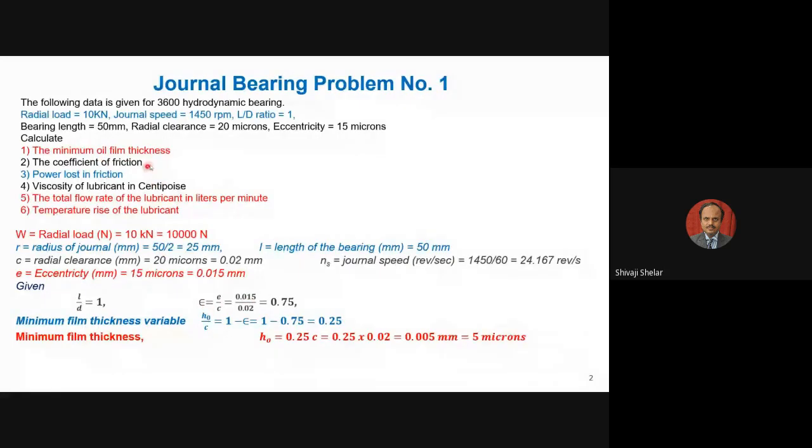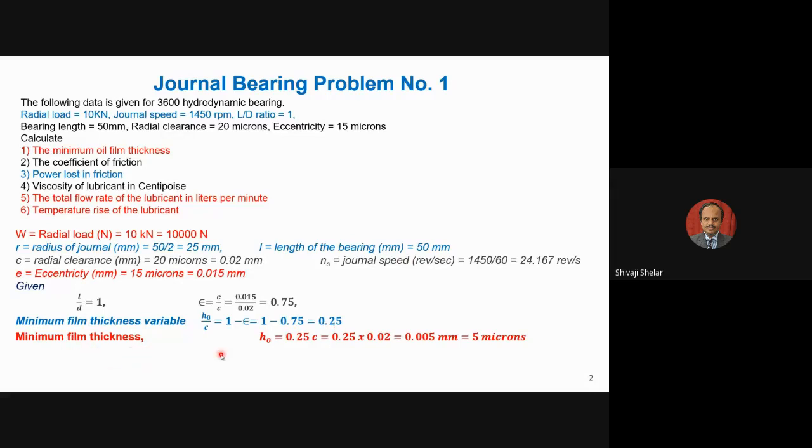So there is a relation between eccentricity ratio and minimum oil film thickness. Minimum film thickness variable is called h naught by C, where h naught is the minimum film thickness and C is the radial clearance. That is related as 1 minus epsilon. That is a complementary function to each other, and the summation of these two functions will be equal to 1. So since we know epsilon is equal to 0.75, h naught by C is equal to 0.25. So this minimum film thickness variable is equal to 0.25.